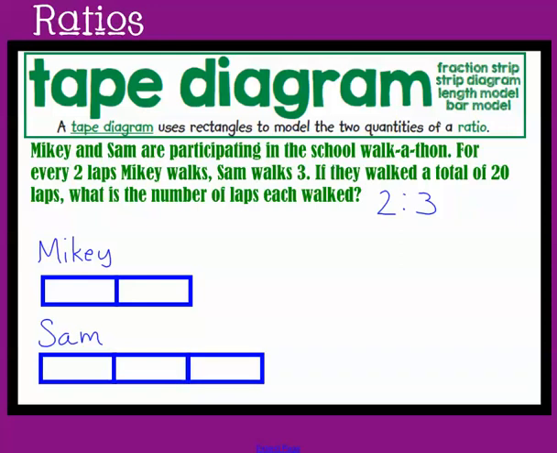Okay, so now we know that they walked a total of 20 laps. So we're going to take our total number of laps, divide it by the total number of parts that we are focusing on. Well, we have 2 parts for Mikey and 3 parts for Sam. That means we're going to take 20 and divide it by 5, which means we're going to get 4 laps for each part. So over on our tape diagram, in each rectangle, we will write a 4.